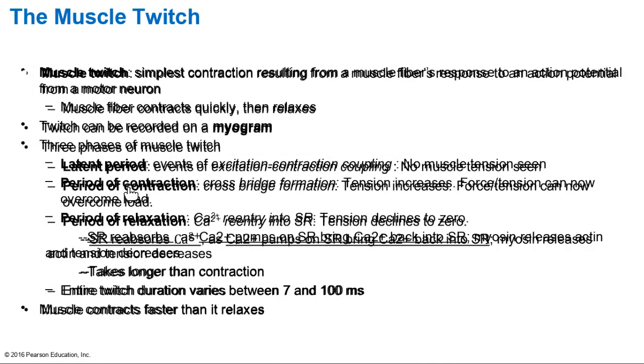So this is considered the period of contraction. The second phase of a muscle twitch on the myogram is called the period of contraction. And this is when we are having tension development. We are having the development of force because our cross bridges have been formed, because our myosin heads are moving the thin filament to the M line. We're having a shortening of the muscle. This is the period of contraction. We are seeing that our tension will overcome the load. The third phase is the period of relaxation.